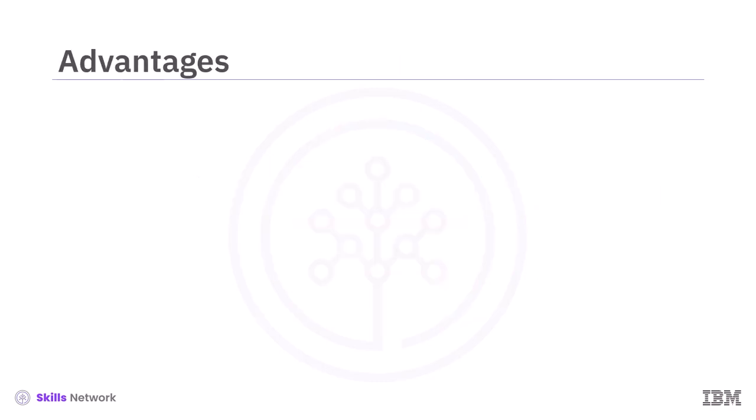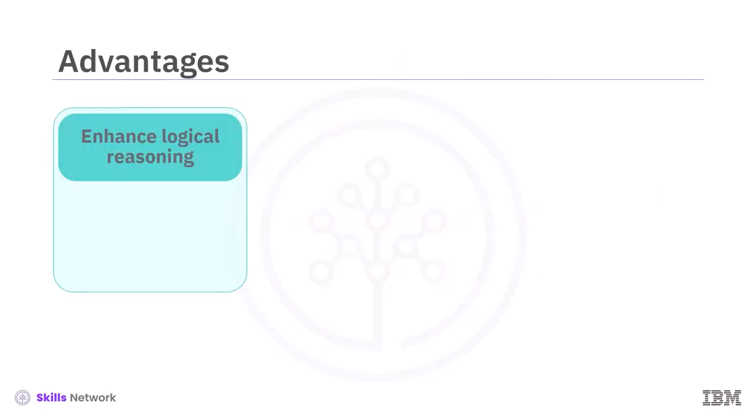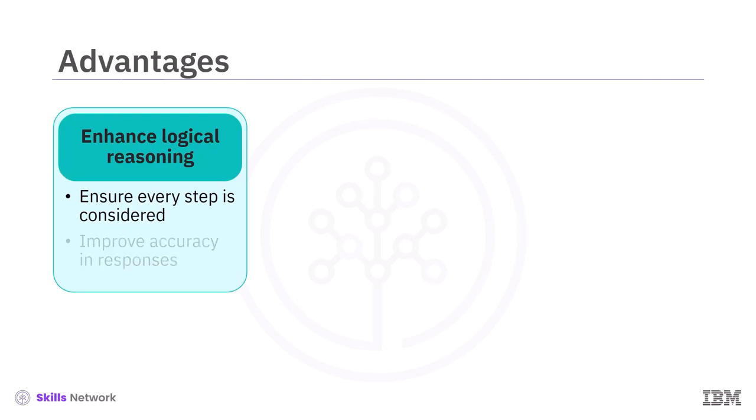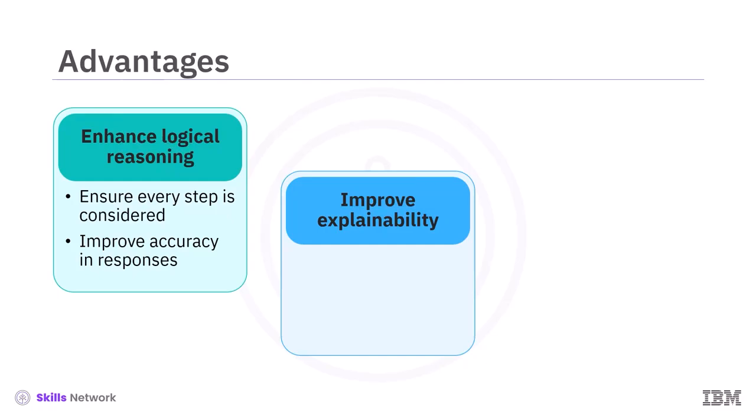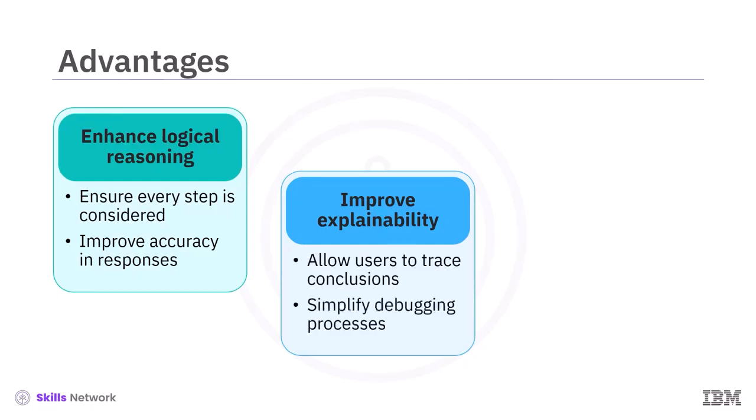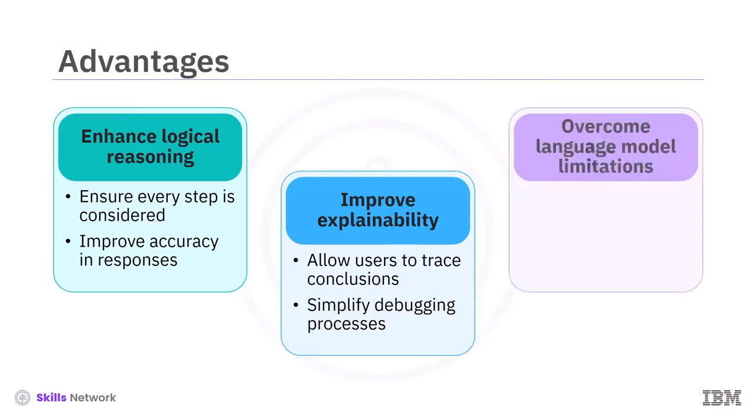The approach is widely used in generative AI because it enhances logical reasoning and ensures that every step in the process is considered, leading to more accurate results. It also improves explainability, allowing users to trace how the AI reached its conclusion and simplifying debugging. Additionally, it helps overcome the limitations of language models, which are not naturally designed for multi-step reasoning unless prompted.